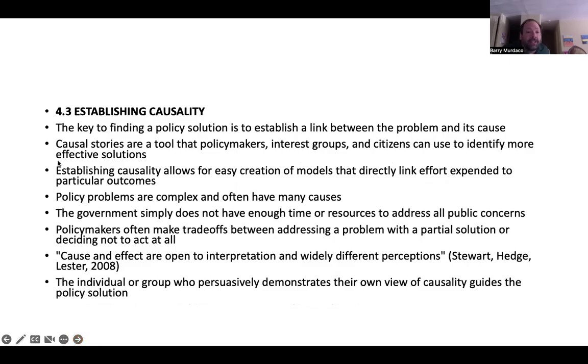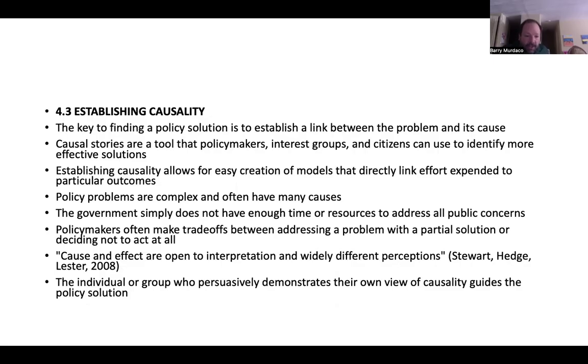even when the problem has been clearly identified. Establishing causality. The key to finding a policy solution is to establish a link between the problem and its cause. Causal stories are a tool that policymakers, interest groups, and citizens can use to identify more effective solutions. Establishing causality allows for easy creation of models that directly link effort expended to particular outcomes. Policy problems are complex and often have many causes. The government simply does not have enough time or resources to address all public concerns.